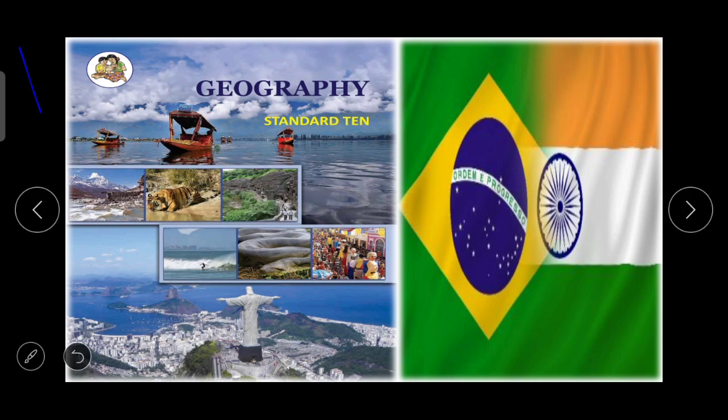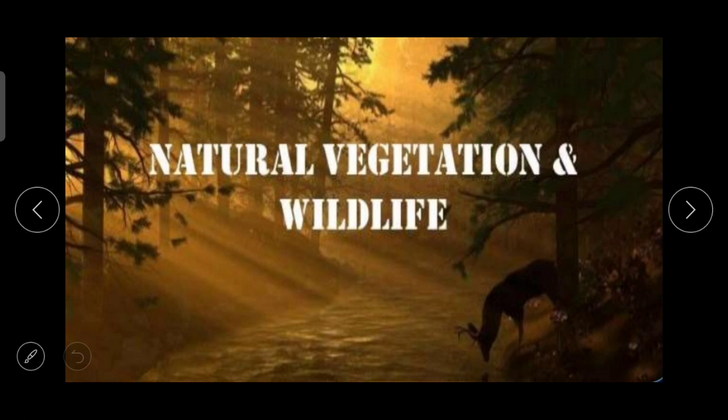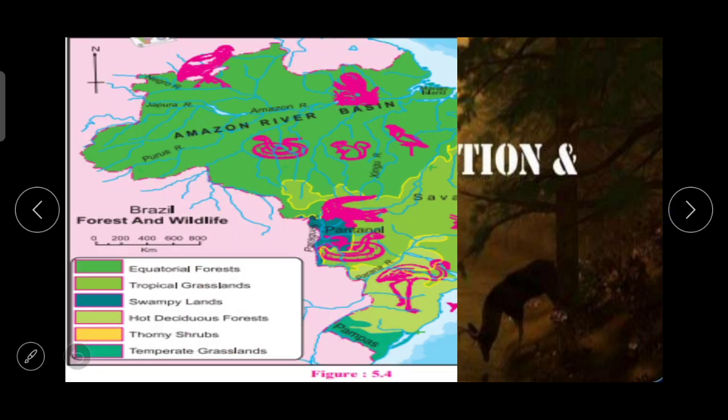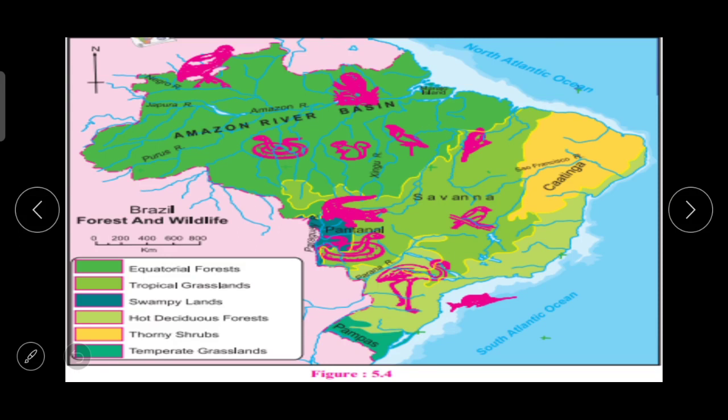My dear students, today in Standard 10th Geography, we will be learning the topic Natural Vegetation and Wildlife. Now, in the first part of this topic, we have learnt about Brazil vegetation and India vegetation. Now, today we have to learn about Brazil wildlife and India wildlife.